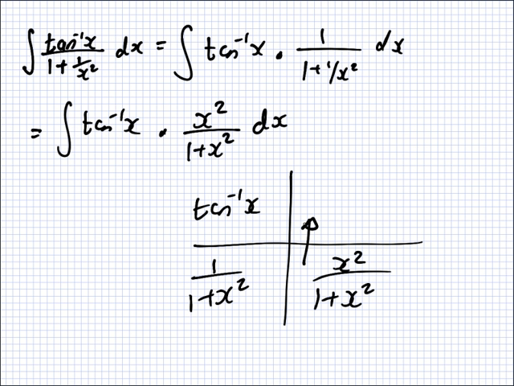One point. When you multiply by x squared, where did the 1 over x squared go? What's 1 over x squared times x squared? 1.